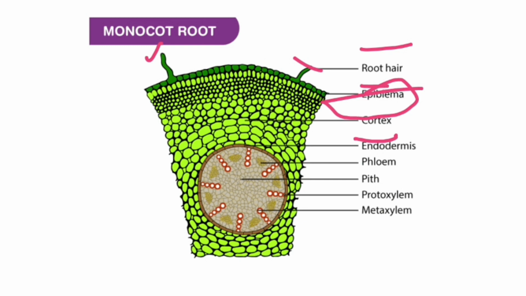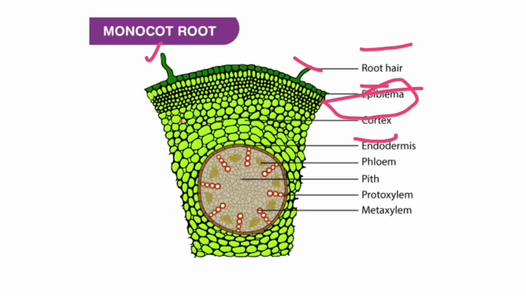Next is a zone of multi-layered cortex. It is just present below the epidermis, and it consists of thin-walled parenchymatous cells having sufficiently developed intercellular spaces among them. In case of maize, a few layers of cortex undergo suberization and give rise to a single or multi-layered zone which is known as exodermis. The function of cortex is that it helps in the conduction of water and minerals from root hairs to the inner tissues, and it also helps in the storage of food.